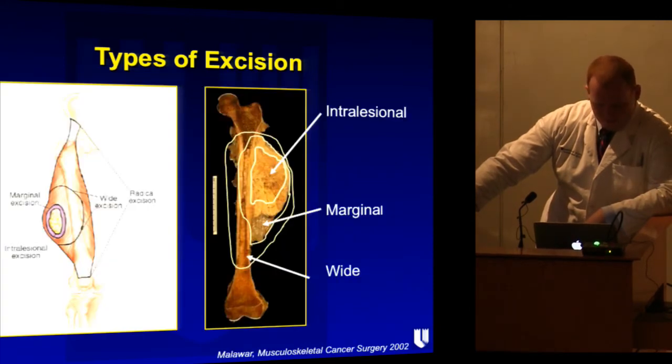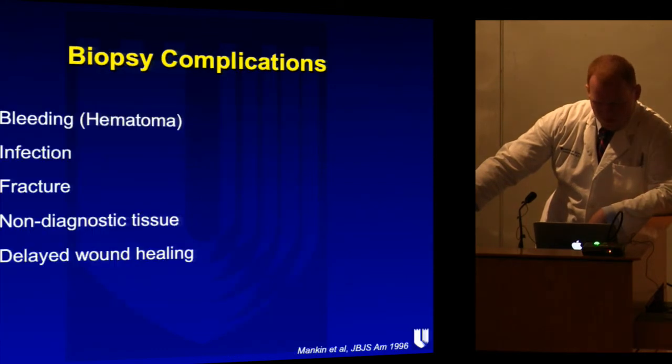Here we see some representative images of the various types of excision, increasing in degree of excision from intralesional to radical. Moving on to the complications of biopsy in general, they can include bleeding at the surgical site, subsequent infection after the biopsy, fracture if bony anatomy is involved, and a risk of obtaining non-diagnostic tissue, which renders the procedure moot and requires a repeat attempt, and then, of course, delayed wound healing.